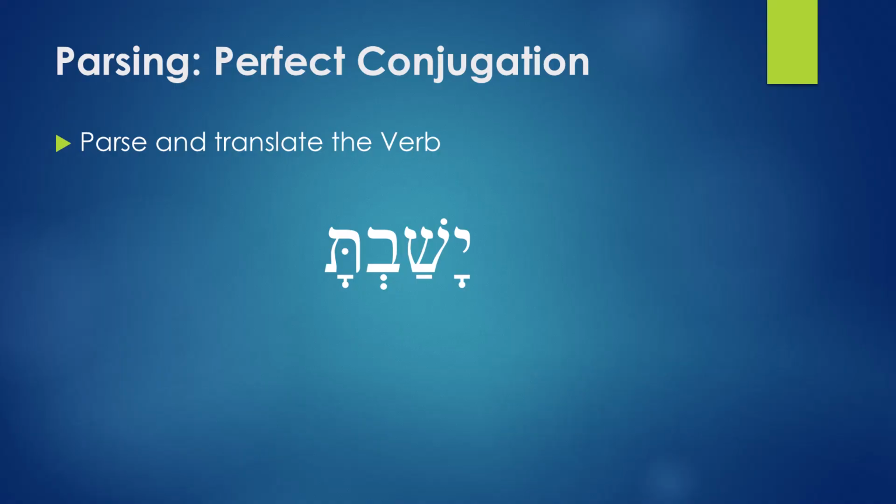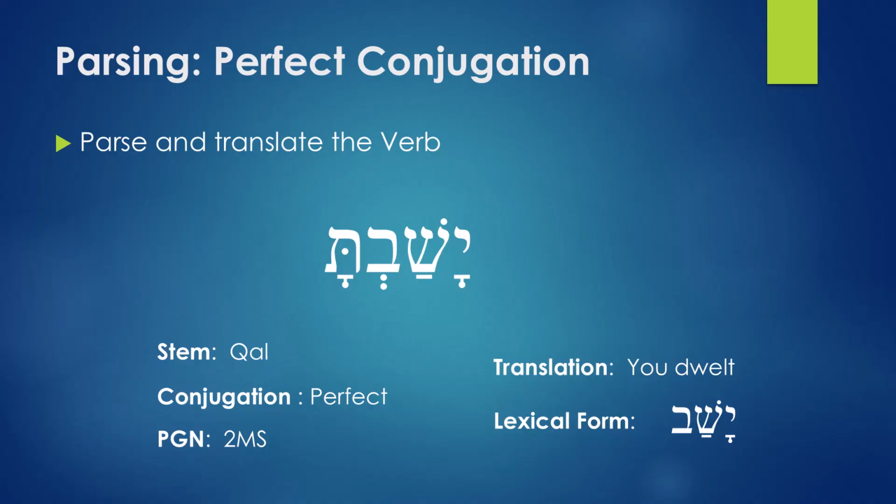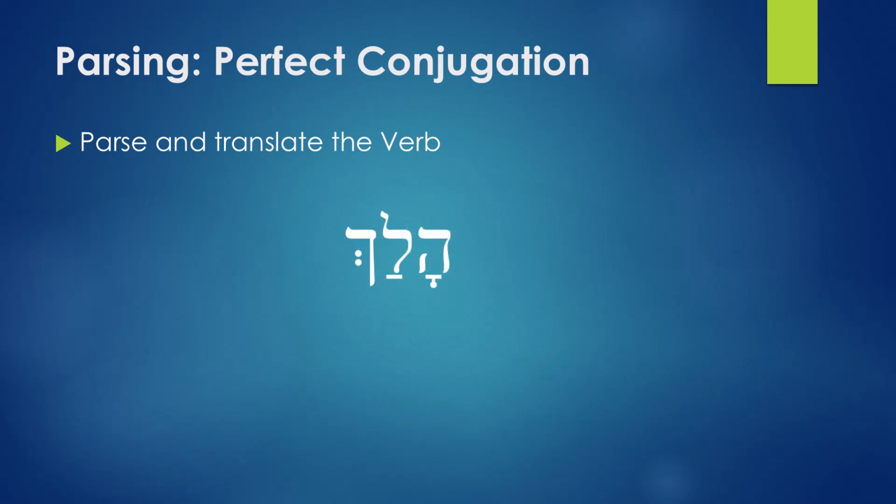Next you have this word, yashavta. How do we parse this one? Remember, the stem is qal, the conjugation is perfect, and the person, gender, and number, that ta is from the 2ms, second masculine singular. And because it's second masculine, you translate it as you. Yashavta is coming from yashav, and yashav means he dwelt. In the second masculine, it means you dwelt.